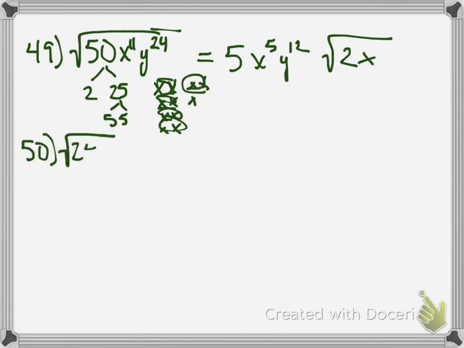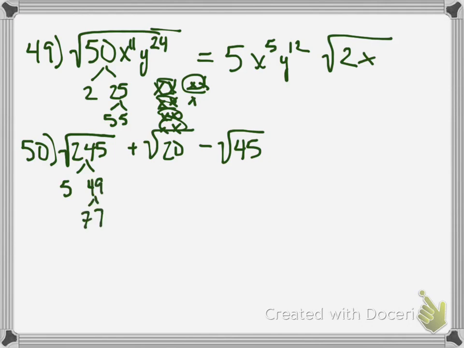Okay. Number 50, we got to make sure before we can add or subtract them, they have to have the same number under the radical. So if you have 245, 20, and 45, technically you supposedly can add them. But let's break it up. 245 is divisible by 5, gives me 5 and 49. And then 49 is 7 and 7. So that means I have a pair of 7s that go on the outside with a 5 left over on the inside.